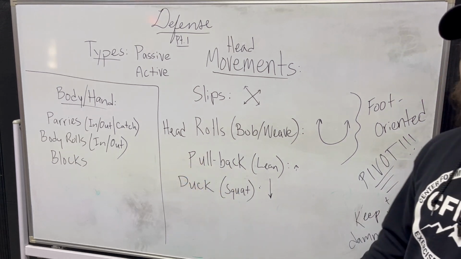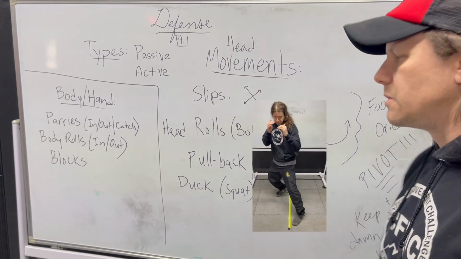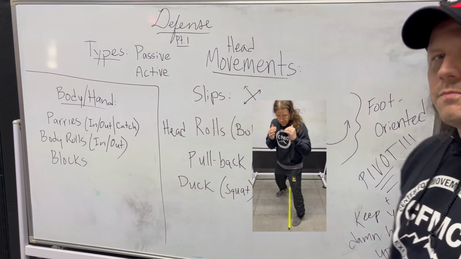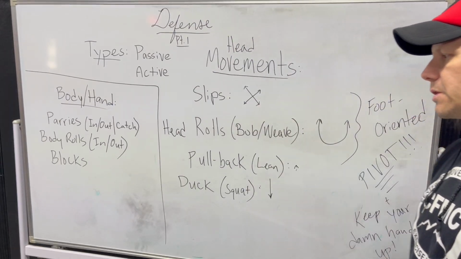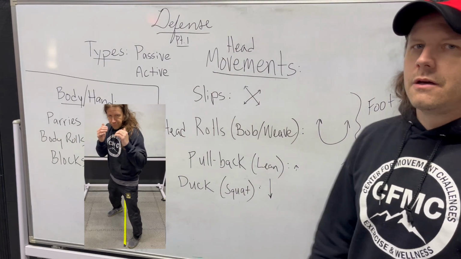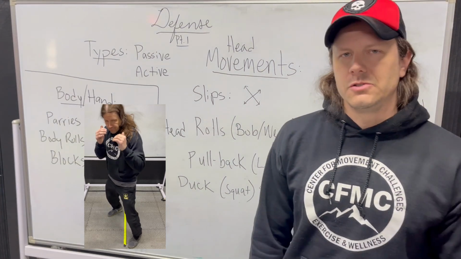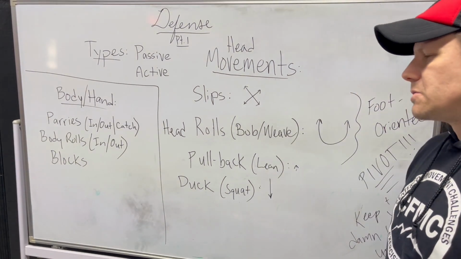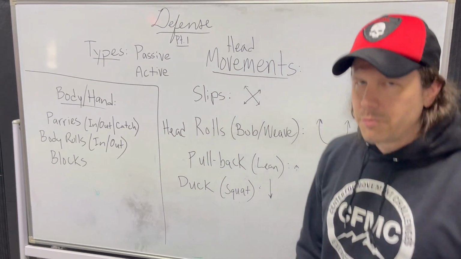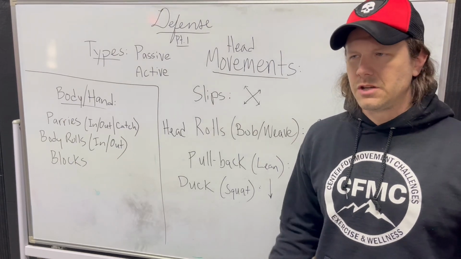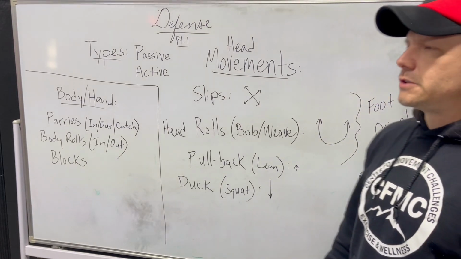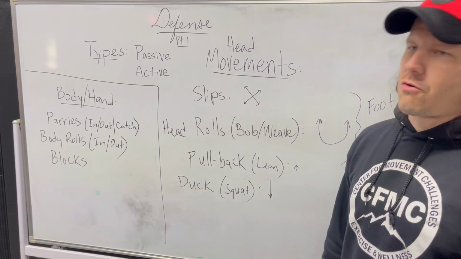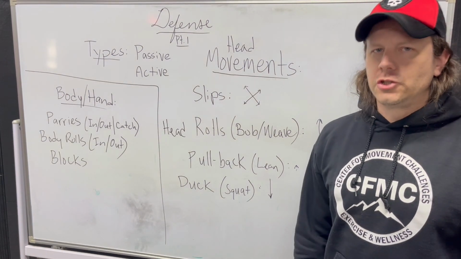We've got the pullback, which is where you just use your back leg and you bend the back leg and it pulls your head back. And then we've got a duck, which is really not a duck because a duck is usually a type of lean. And this is a squat, whereby you're going to bend both knees and lower your head at generally the same rate. And I know some idiot out there is gonna be like, that's not a squat technically. I don't care, shut up.